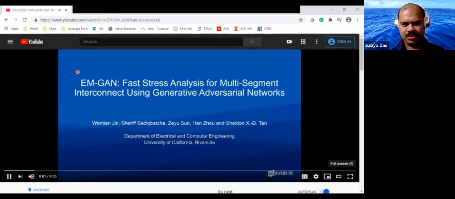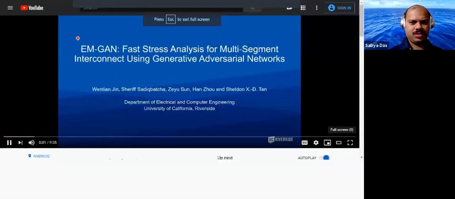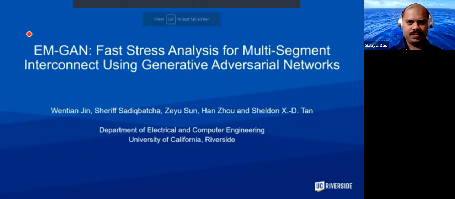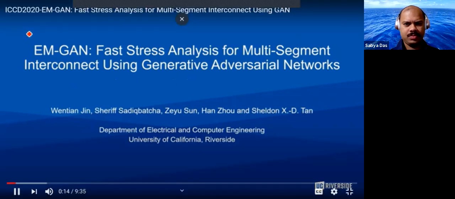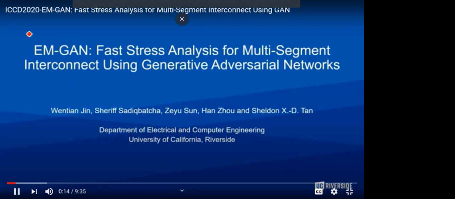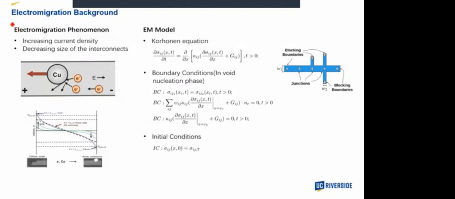Hi everyone, my name is Wentian. I'm a PhD student at the University of California, Riverside under supervision of Professor Sheldon Tan. Today I'm going to introduce the EM-GAN model, which is a fast stress analysis method for multi-segment interconnect based on generative adversarial network. First, I'd like to quickly go over some basics about the electromigration.